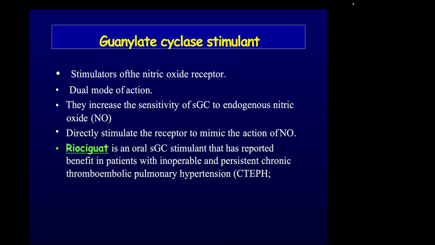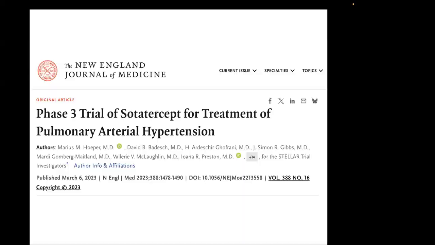And guanylate cyclase stimulators, which are stimulators of the nitric oxide receptor, have a dual mode of action. They increase the sensitivity of guanylate cyclase to endogenous nitric oxide and directly stimulate the receptor to mimic the action of nitric oxide. This has also reported benefit in patients with inoperable and persistent chronic thromboembolic pulmonary hypertension.